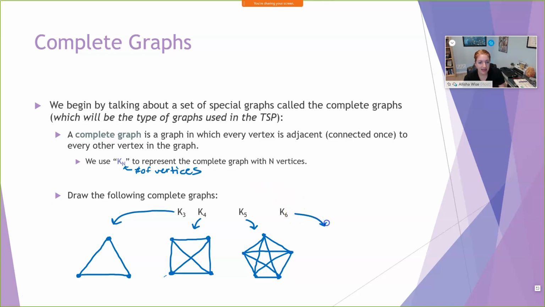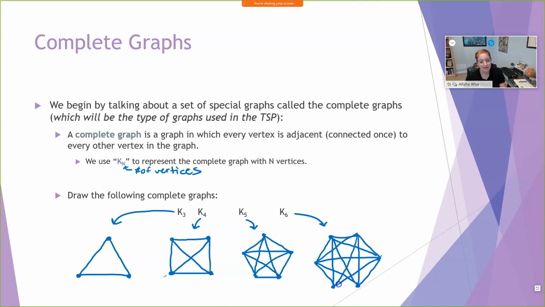Now K6 is going to have 6 vertices, and you're like, please Alicia, don't make me draw anymore. Don't worry, no one's gonna look at your drawings. It's okay. So just go ahead, connect every vertex to every other vertex. Boom. Who knew that your math class was really going to be a drawing class? It's really what it is. Math and art actually go hand in hand pretty well.